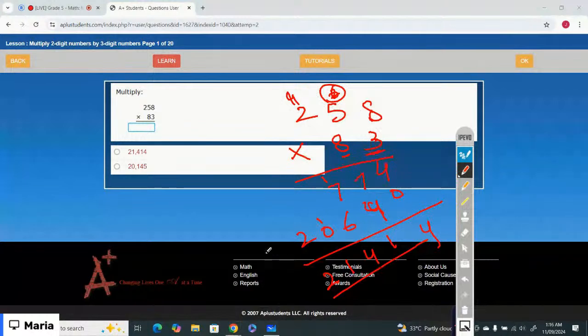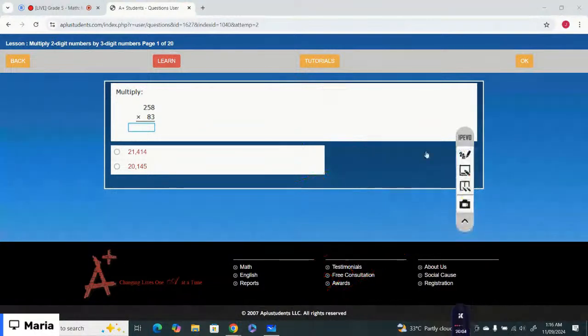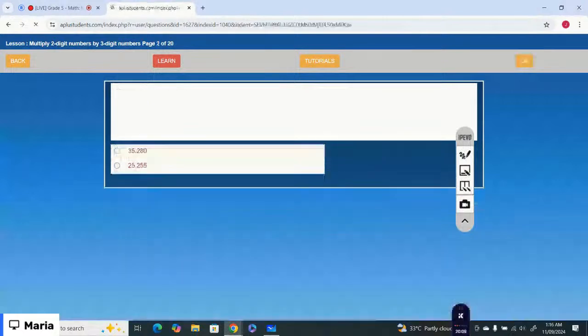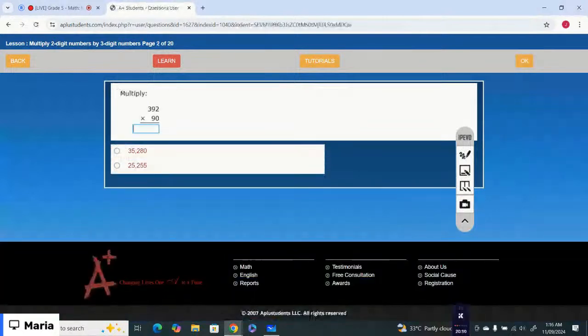Option number 1 is the correct option. That is 21,414. Option number 1 is the correct option. Got it, everyone? The correct option is option number 1. That is 21,414. Got it? Okay, the next one is 392 times 90.